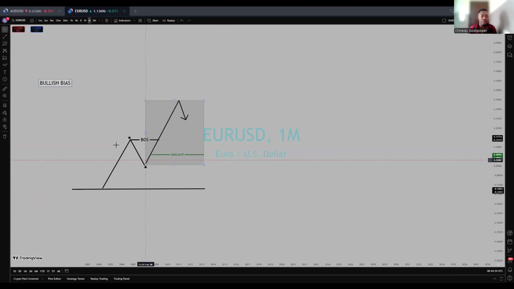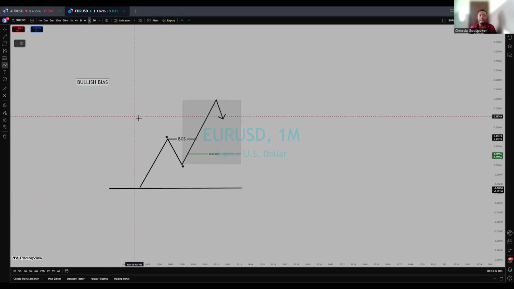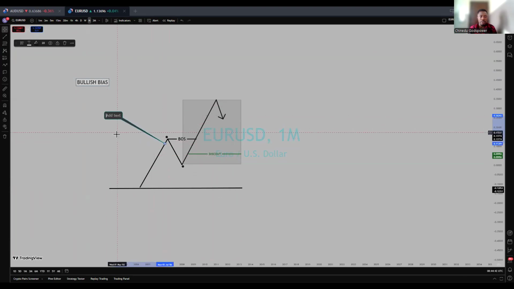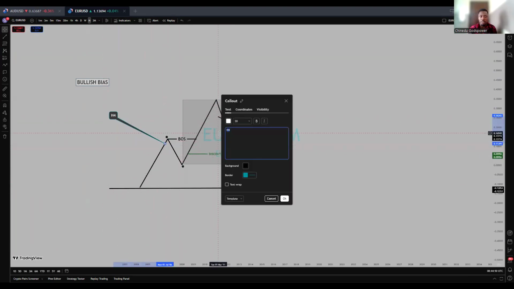But now this is our external swing because this is a higher time frame. Let's call this time frame H4. That's the 4-hour time frame, H4. All right, this is our H4 swing. H4 swing. Price swing.